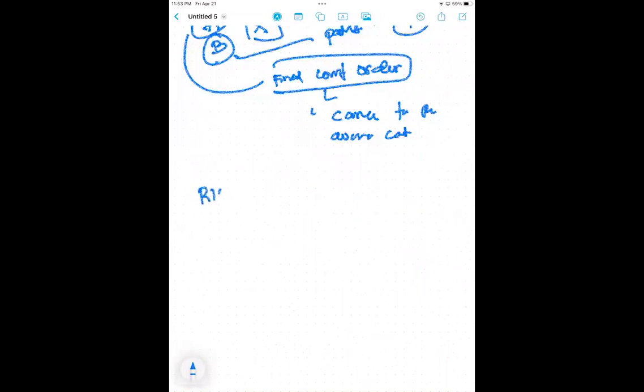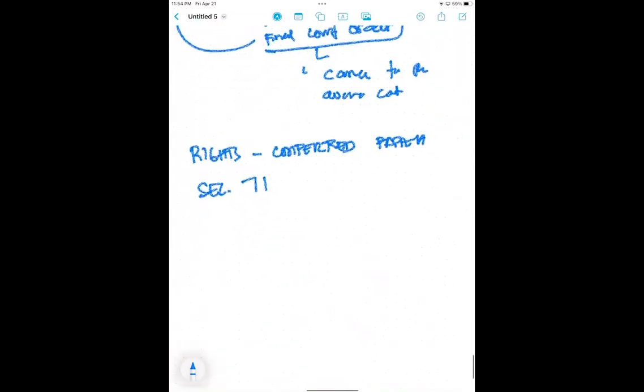Now, so what are the rights? Next topic. Rights conferred by patent. Okay? So this is section 71. Okay? And section 71 says that the patent shall confer on its owner the following exclusive rights. Ba, natandaan nyo sabing monopoly kanina, right? Kasi exclusive right ang binibigay ng patent.